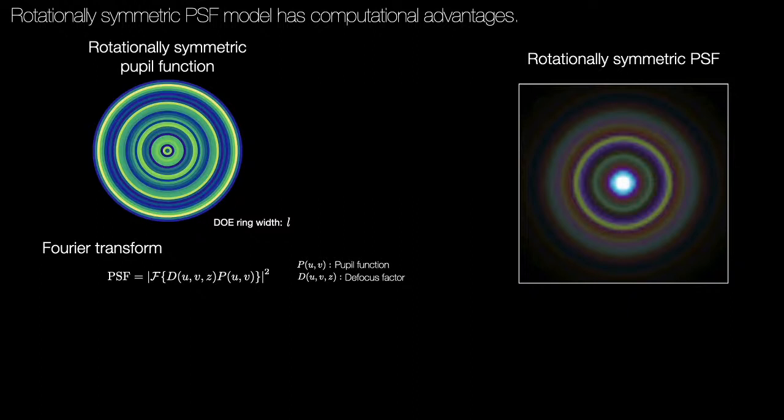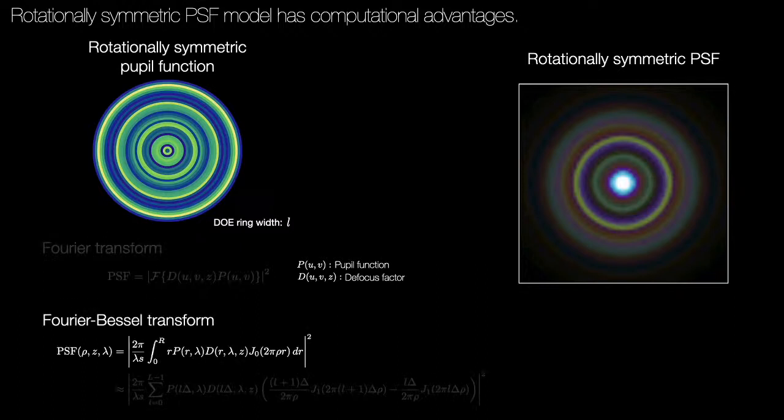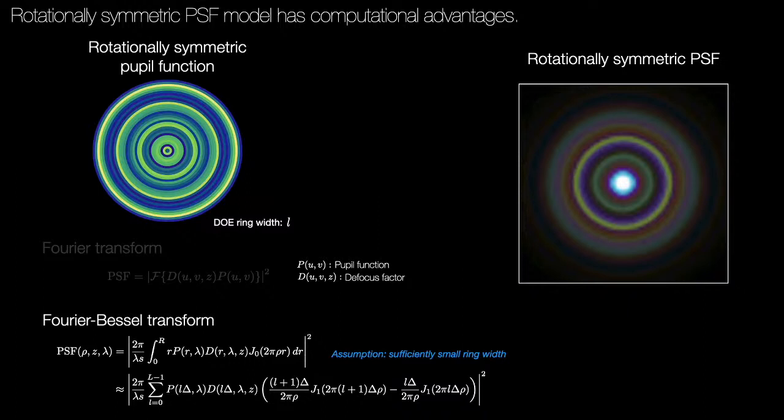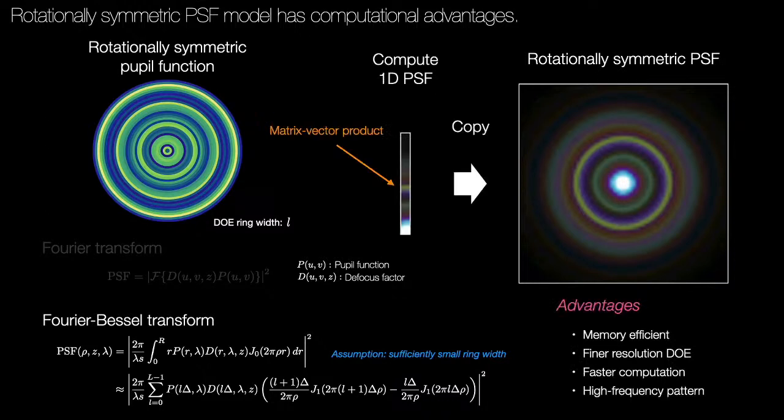To simulate the PSF, we need to compute the 2D Fourier transform of a pupil function with a defocus factor. But if we have a rotational symmetry, the computation reduces to an integral of the pupil function and the Bessel function. And if we assume each ring of DOE is sufficiently thin, we can approximate it to a form which we can conveniently evaluate. It is a bit difficult to see until you implement it by yourself, but this form allows us to compute a 1D PSF as a single matrix vector product.